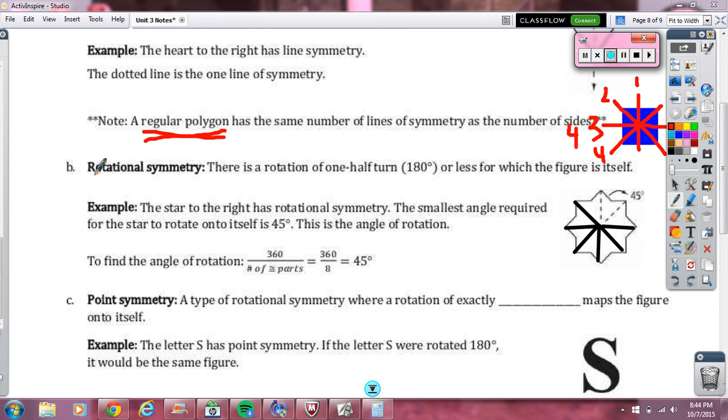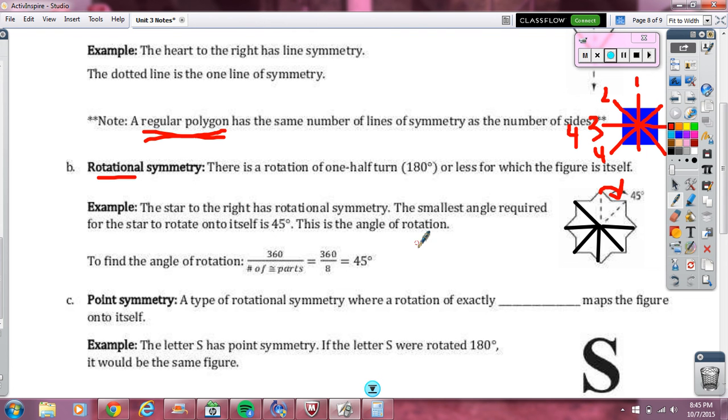Next type of symmetry is rotational symmetry. So all that means is that there is a rotation of 1/2 turn, 180 degrees, or less, which would map the figure onto itself. So like this example that's a star, it's possible for me to take this star and turn it 45 degrees and it'll look exactly the same. It would still have this pointy part pointing toward the top if I were to turn it just a little bit.